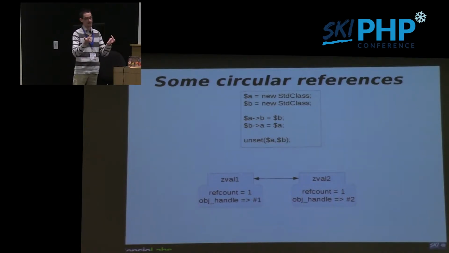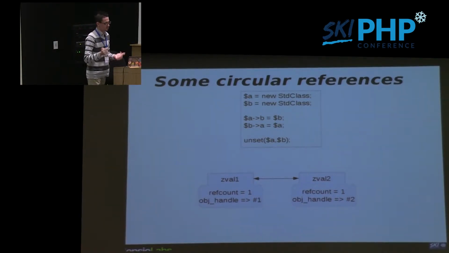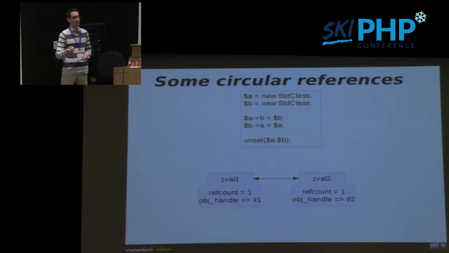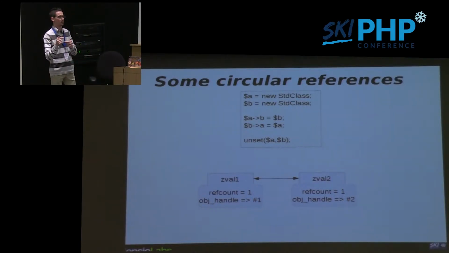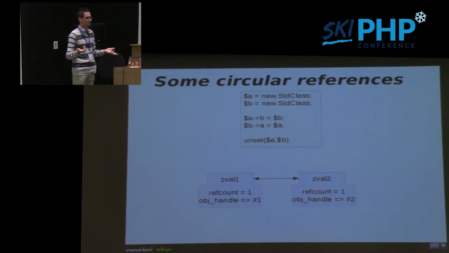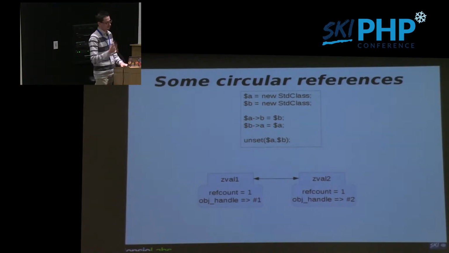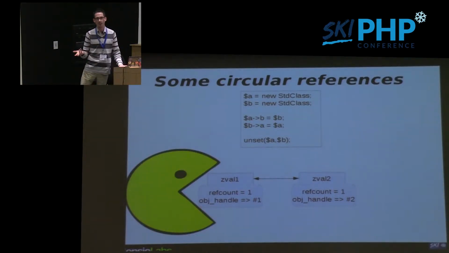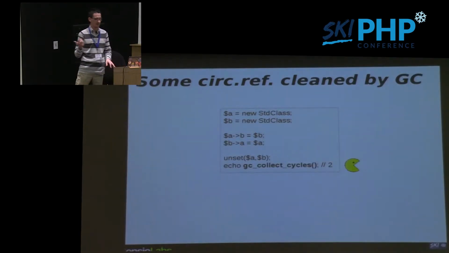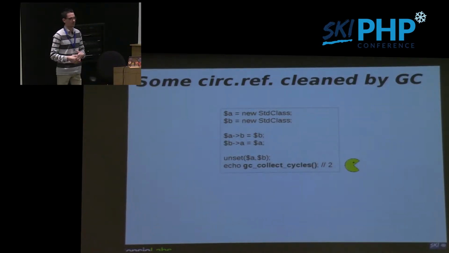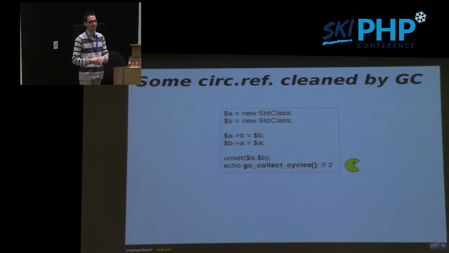Okay, but PHP still keeps them in memory because they still point to each other. So their ref count is 1, it's not 0, so it will never free the memory. Okay, so that's a problem. That's why we have a garbage collector, which will eat them. You can trigger it by using gc_collect_cycles, and it will tell you how many zvals it actually freed from memory. Okay, so there are two objects.